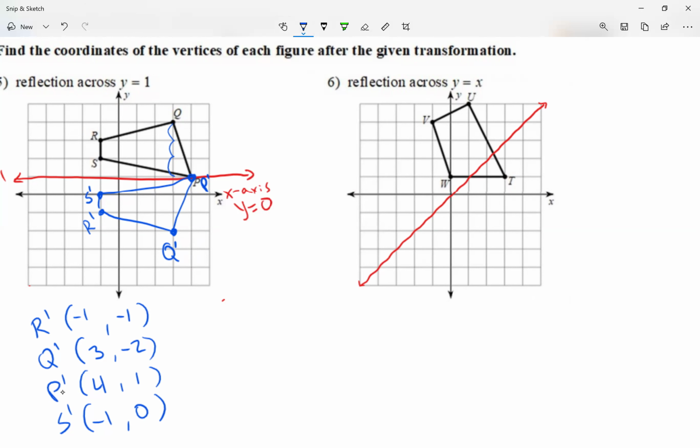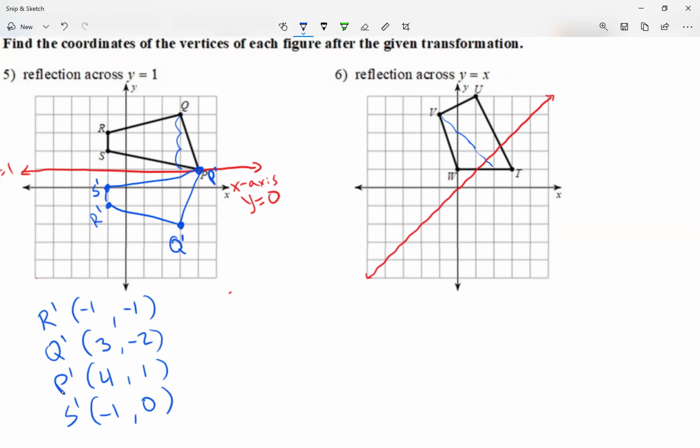Let me take a look at V. I'm counting spaces diagonal. So 1, 2.5. Okay, I'm going to count 2.5 the other way. So there's the half, and then 1, 2. This is my point V prime.